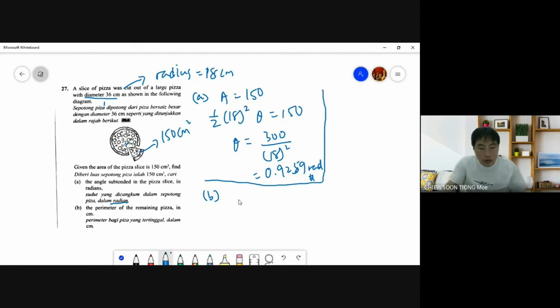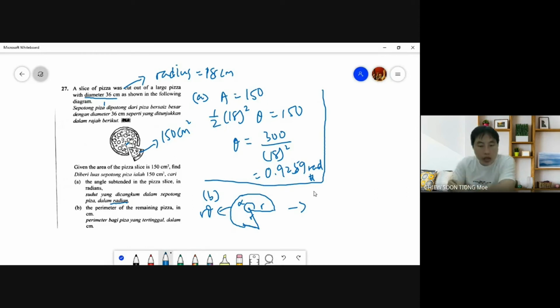Perimeter, you have to know the one you get. Your left is this. Okay, so this one is r, this one is r theta. Perimeter is this. But then how do you get the radian? Inside here, I call it alpha. How to get alpha? Very easy.